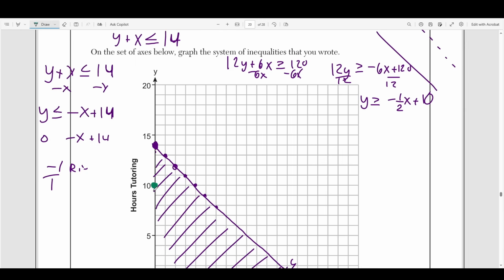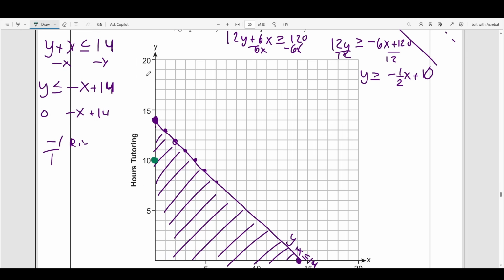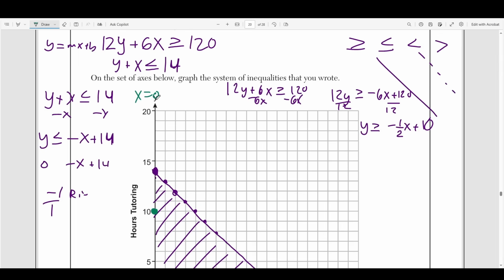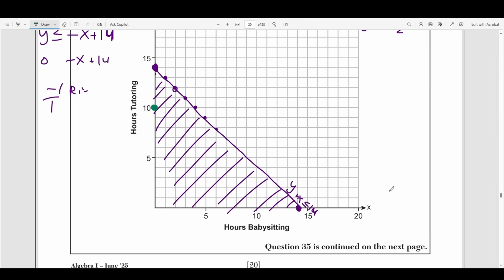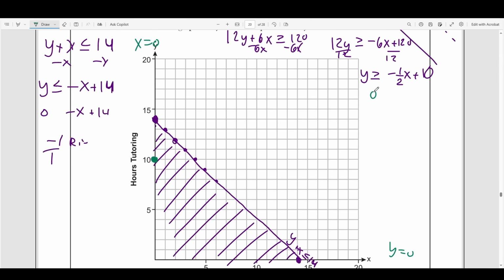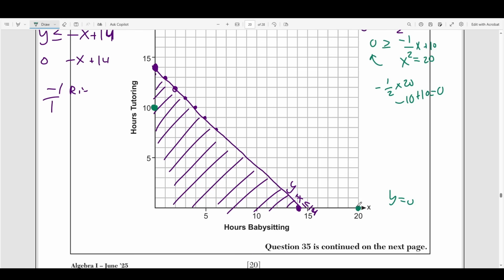Now I can do the same trick, right? I know that on the y-axis, x is equal to 0. Now on the x-axis, y is equal to 0. So if I set y equal to 0, y has to be greater than or equal to negative 1 over 2x plus 10. That means that x has to equal 20 in this case, because negative 1/2 times 20 is negative 10, and negative 10 plus 10 is 0, right? Which is what we set y equal to. So the final point is going to be all the way over here.